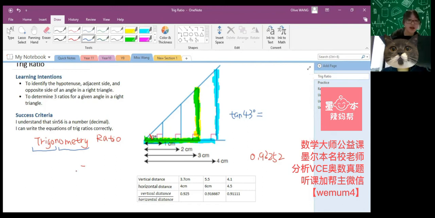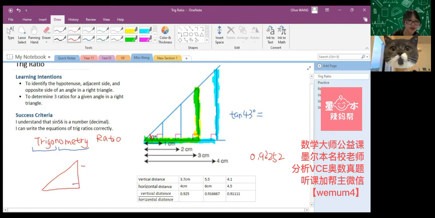Can everyone please draw a right angle triangle in your notebook? And remember to put this square here. And for this angle, let's just say this is my angle theta. Okay, this is my angle theta.